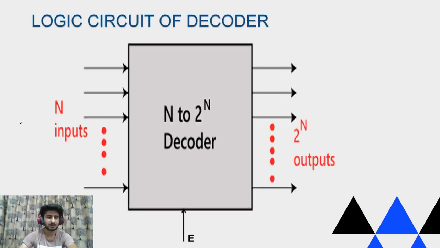Now let's see the logic circuit of the decoder. The decoder has n input lines, 2 raised to power n output lines, and this is the enable input. Based on the input of the decoder, one of the output lines will be selected.